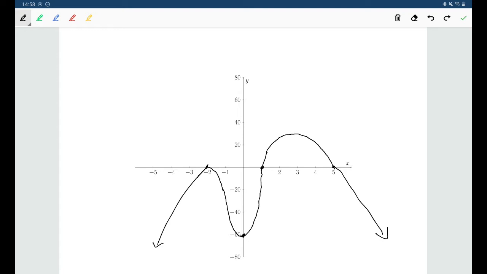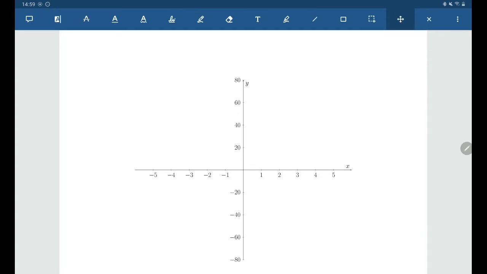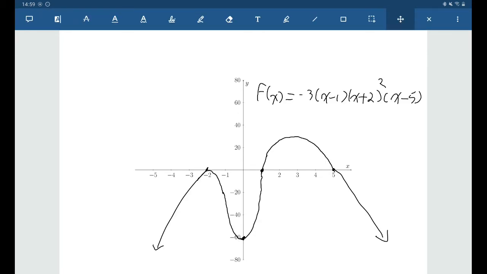We have the y-intercept, we passed through it. At the x-intercepts, we touched and crossed as predicted. Our end behavior was going down on both sides, again, as predicted. So there we go. I can now label my graph. This is f of x equals -3 times (x minus 1)(x plus 2) squared (x minus 5). And now that I've graphed f of x, I can go back and address the original question.